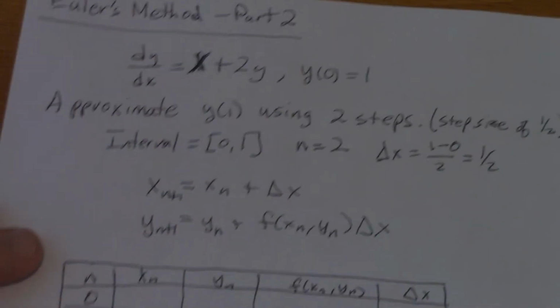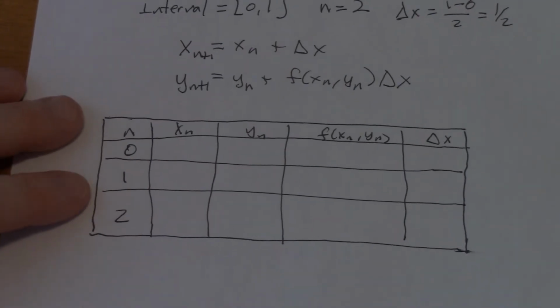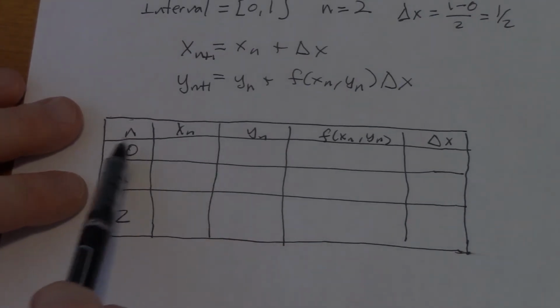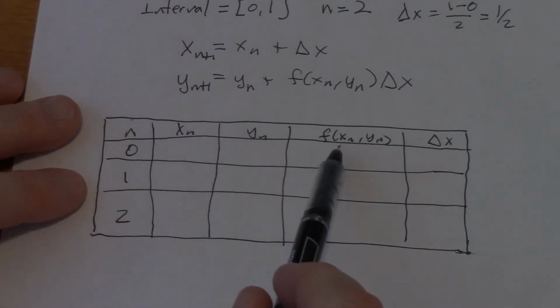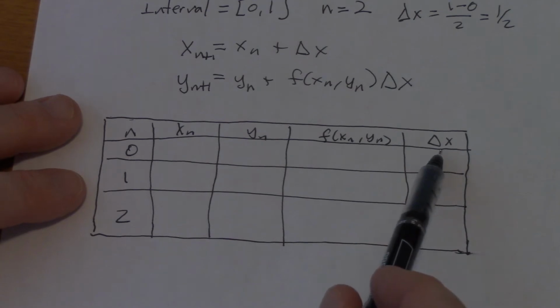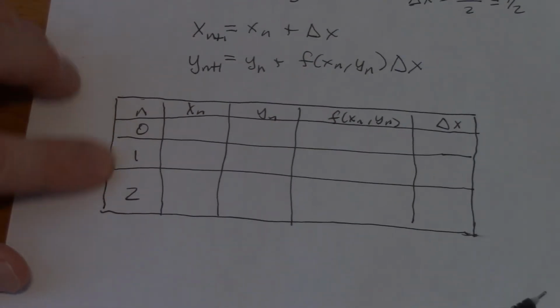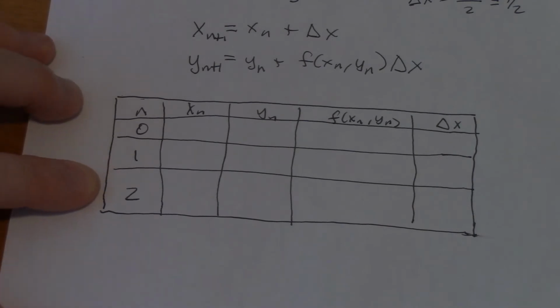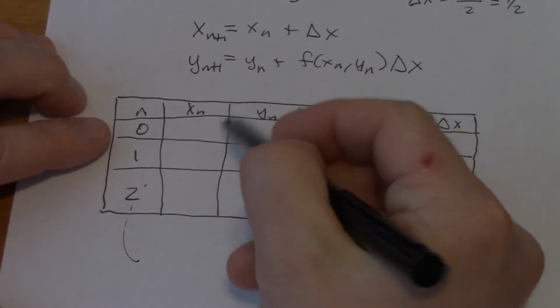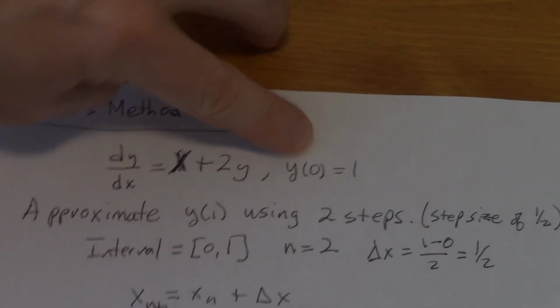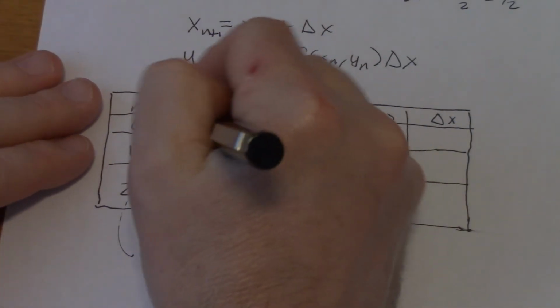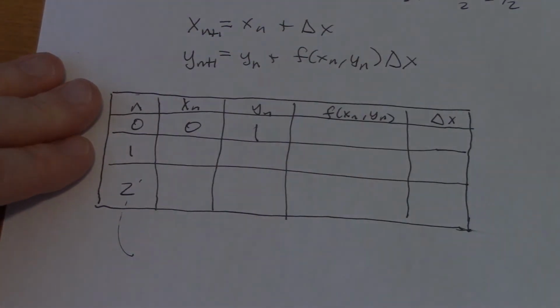So let me just go through this again. The column headings would be n, xn, yn, f of xn, yn, and delta x. Okay? And I know there's going to be two steps, so I went ahead and just put two steps here. And I know my x0, y0 because it was given in the problem. It's right here. So x0 is 0, y0 is 1.